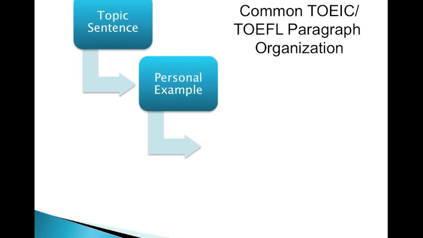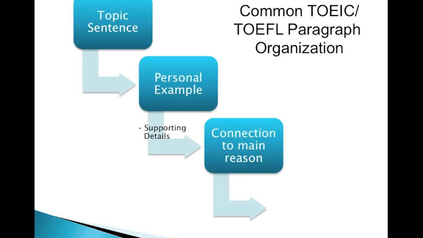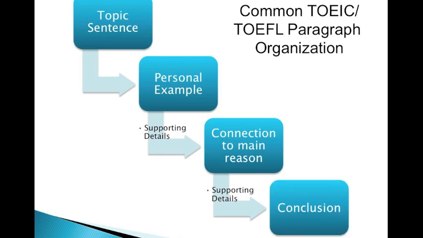The next idea is to go ahead and jump into your personal example, that is, if you're going to include a personal example. And of course, when we include a personal example, we probably need to give some details about that example. Next, we're going to try to connect it to the main reason we're trying to make in the paragraph. And again, the main reason also will need some supporting details. And then finally, we will arrive at the conclusion of the paragraph. That way it'll give a sense of closure when we're ready to move on to the next paragraph.